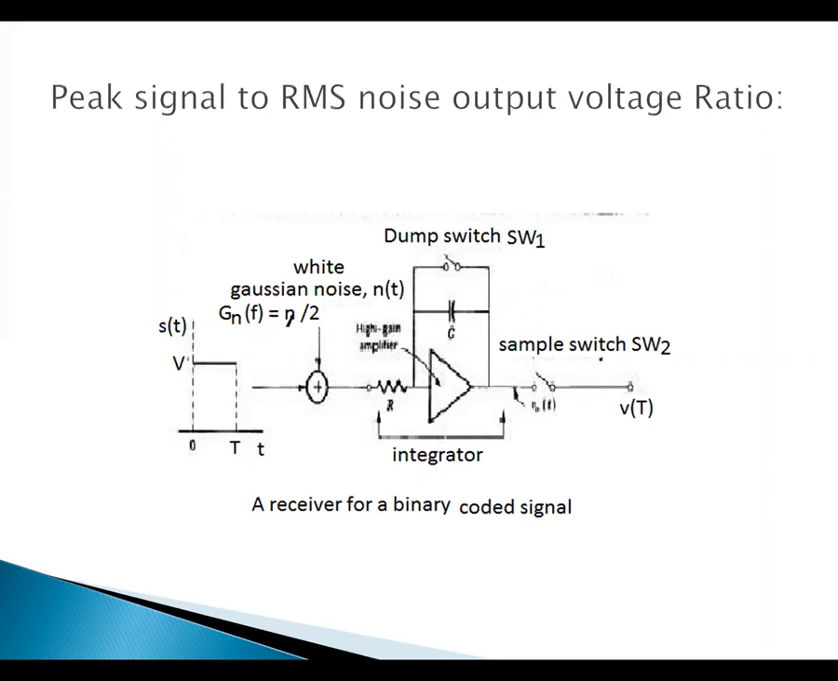So now the input of the integrator is the adder output. What is an adder? The adder has one input, the signal, and another, the noise signal. The input signal is a level V and noise is added. Here the noise is assumed to be white noise, because it has power spectral density eta by 2. Now that is given to an integrator. The integrator operates by using the switch SW1 on and off.